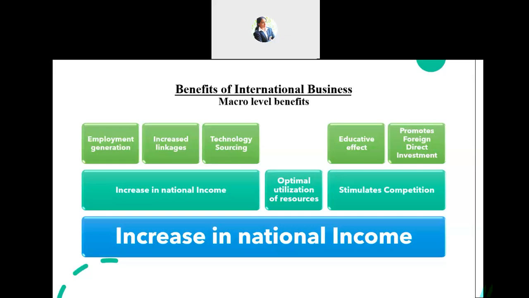The next one is employment generation. As we discussed, exports will always constitute an important portion of different nations' economies and create opportunities for more gainful employment. In addition to reducing direct unemployment, foreign trade will also reduce what is known as underemployment.